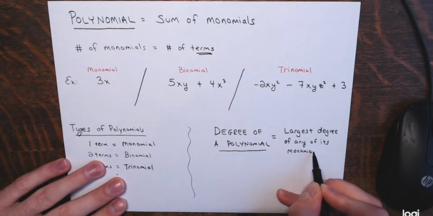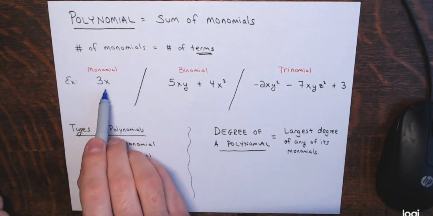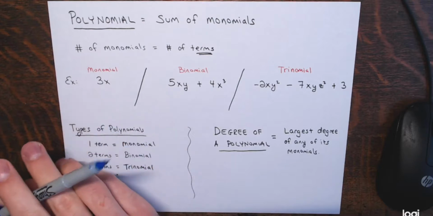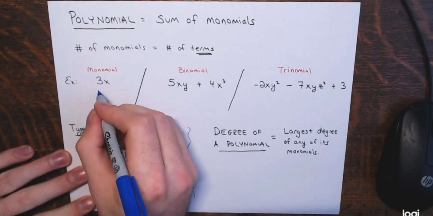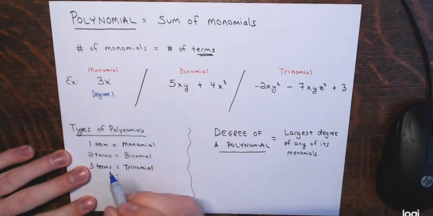The largest degree of any of its terms. Okay, so for example, this monomial here has only got one term, and this should be a degree 1 polynomial, right? Because it's just x to the first power, and that's it, right?